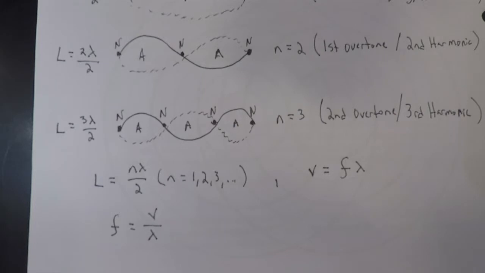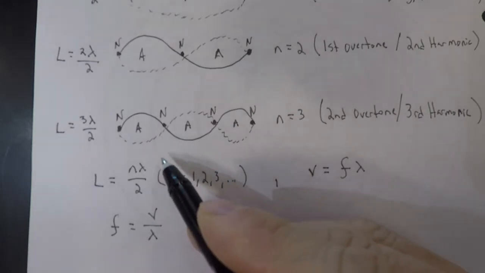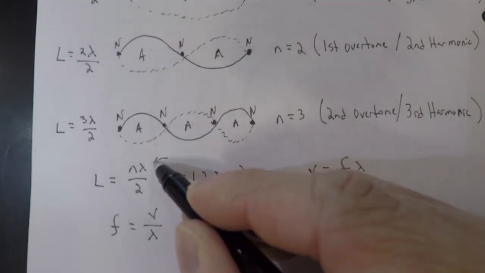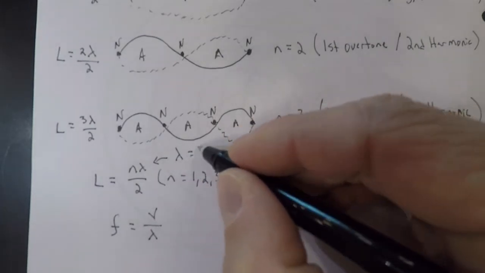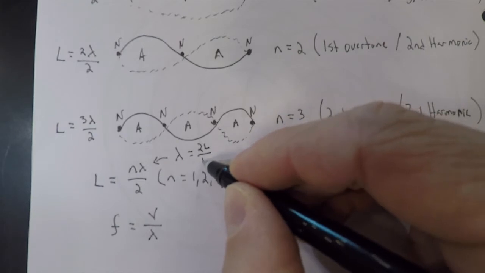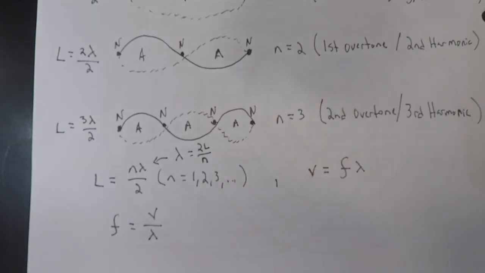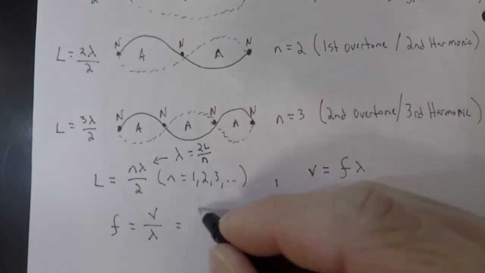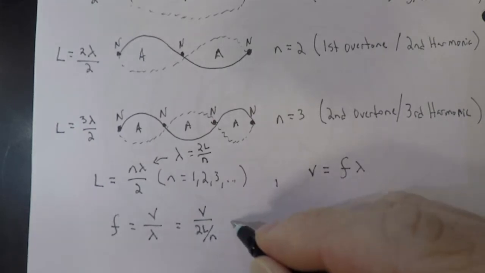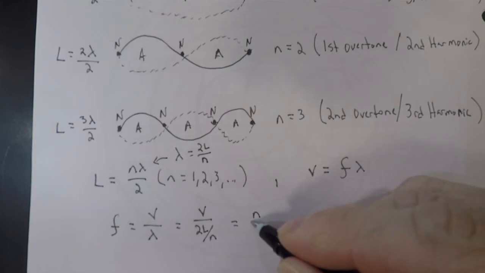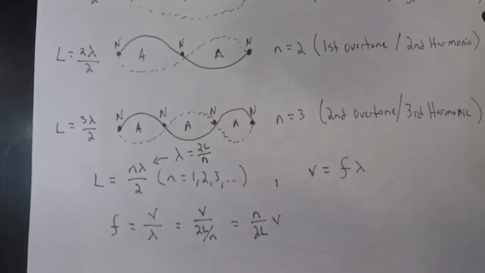Well, what is the wavelength? The wavelength's coming out of this equation right here. It's this lambda. So if I were to solve this equation for lambda, lambda is going to be equal to 2L over n. So my frequency is going to be v divided by 2L over n, or n over 2L times v.